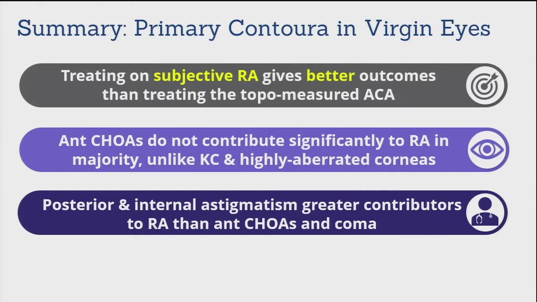In summary, treating on subjective refractive astigmatism gives better outcomes than treating the topo-measured anterior corneal astigmatism. Naturally occurring anterior corneal HOAs do not contribute significantly to refractive astigmatism in the vast majority of virgin eyes. And posterior corneal astigmatism is likely a much greater contributor to ORA and refractive astigmatism than anterior corneal HOAs, and therefore posterior corneal astigmatism needs to be taken into account when treating topography guided. And that is in fact exactly what we do when treating on the subjective refractive astigmatism.